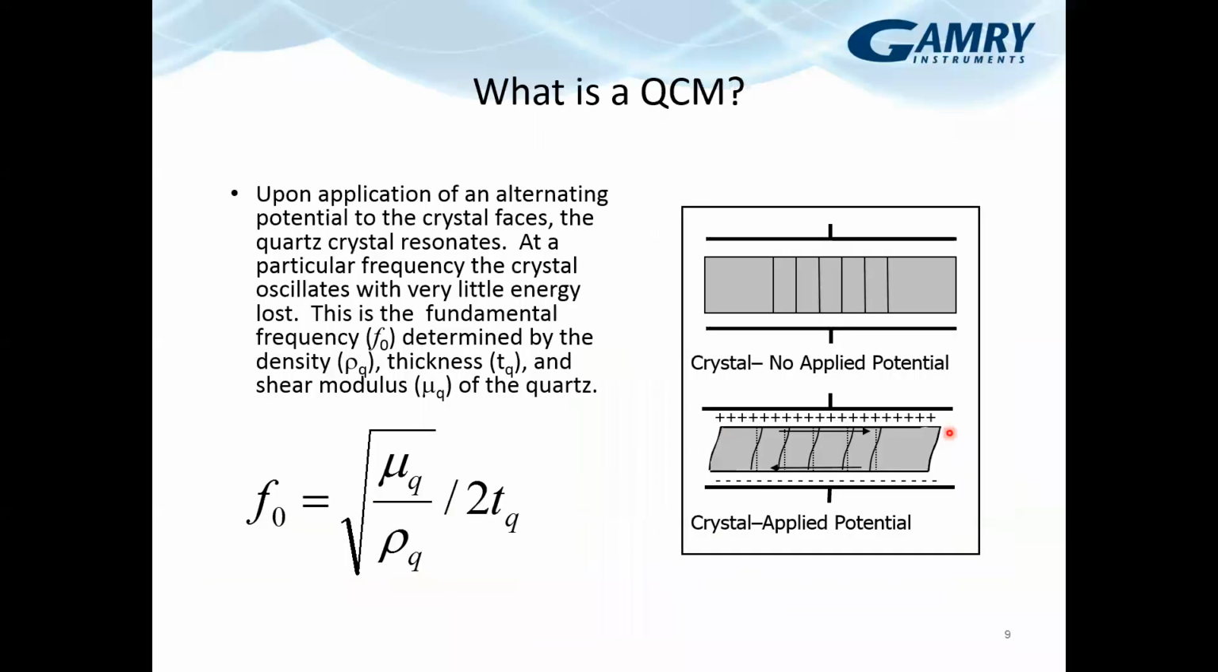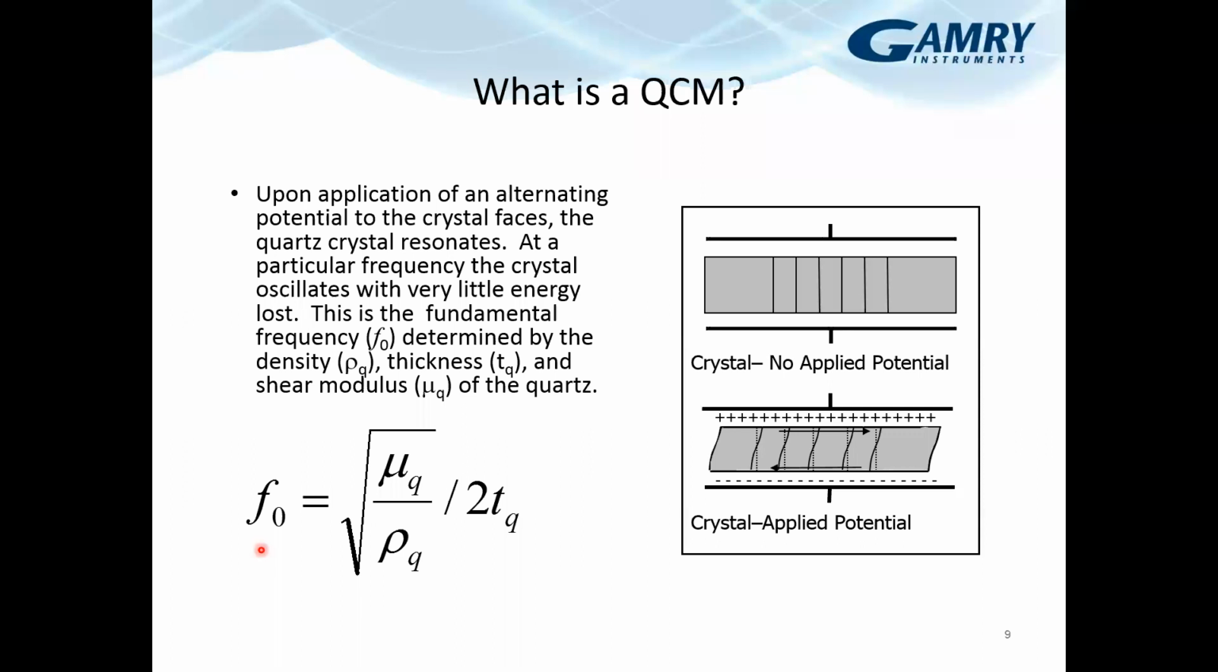So what happens when you apply a voltage across those two electrodes? Well, at rest, the crystal is just sitting there. It's not stimulated in any way. But when you apply an alternating potential to each electrode, you will cause the crystal to oscillate. And you'll cause that oscillation if the frequency of the alternating potential is equivalent to what's called the fundamental frequency. And the fundamental frequency is here, this f naught.